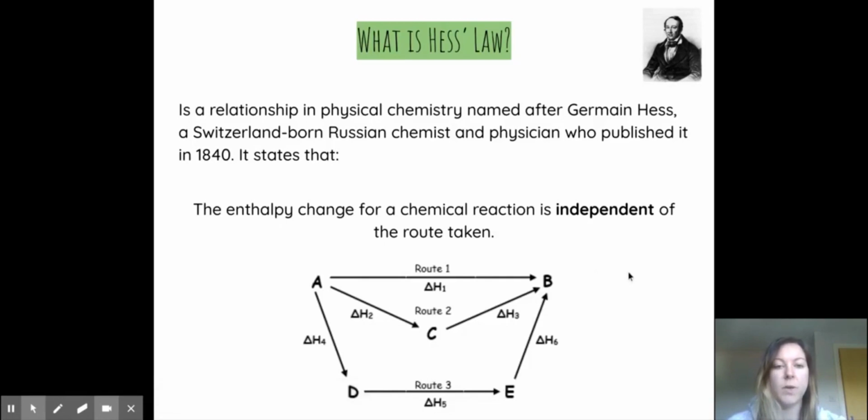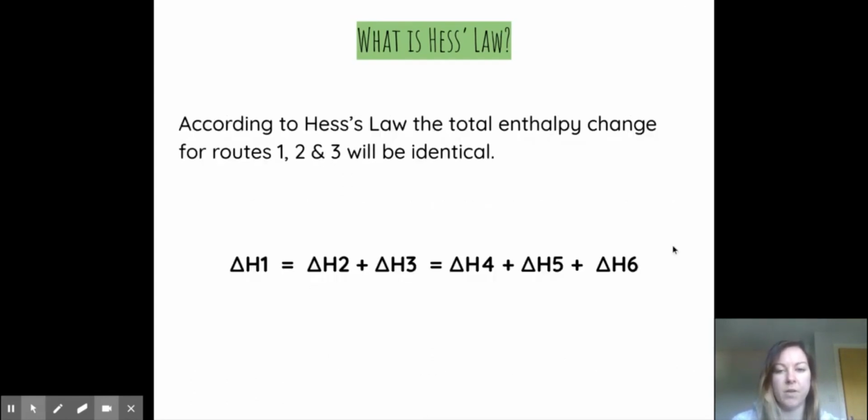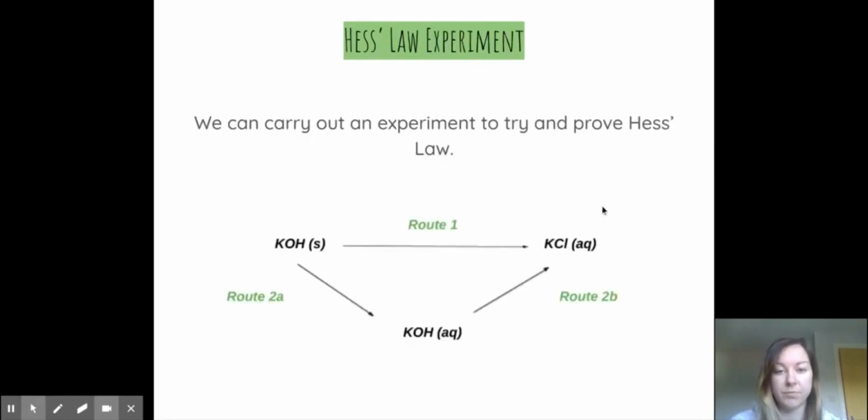So it doesn't matter which route you take to get from the start of the reaction to the end. If there are intermediate stages, that's fine. The enthalpy change should still be the same. So according to Hess's Law, like we just discussed, the total enthalpy change for routes 1, 2 and 3 will be identical. When we do this in the lab, obviously it's going to be an approximate value. It's not an absolutely identical value, but that's due to error that's built into experimentation.